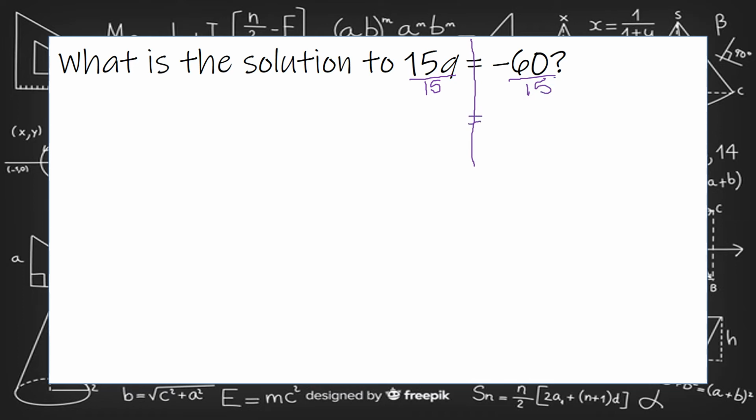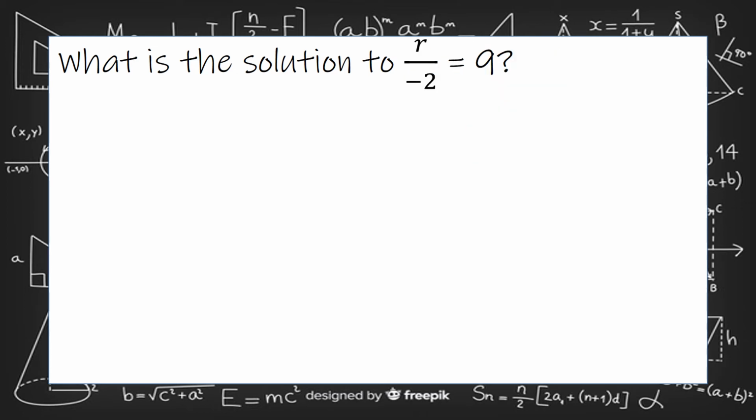15 divided by 15 leaves me with 1. Now I don't have to write the 1 next to the q because we only see one of them, so it's already there. And negative 60 divided by 15 is negative 4. So q would equal negative 4.